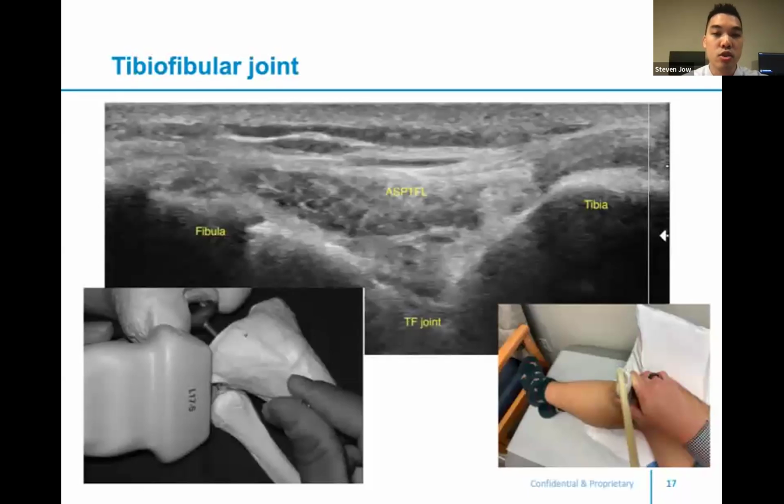And then looking at the joints, we want to evaluate the tibiofibular joint proximally for effusion and osteophytes, which we do not see here. Below is a picture from Dr. J. Smith's article on identifying the proximal tibiofibular joint. And superficial to the tibiofibular joint is the anterior superior proximal tibiofibular ligament.